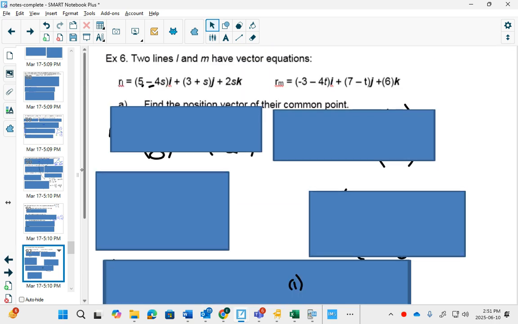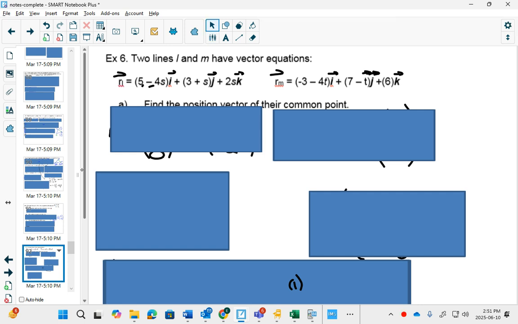All right, 2 lines, L and M, have vector equations. So we have vector equation r with a little sub L, and vector equation r with a little sub M. And these are bolded, but if you're doing them in your notes, those would all have arrows over. Every vector you have to draw an arrowhead over.